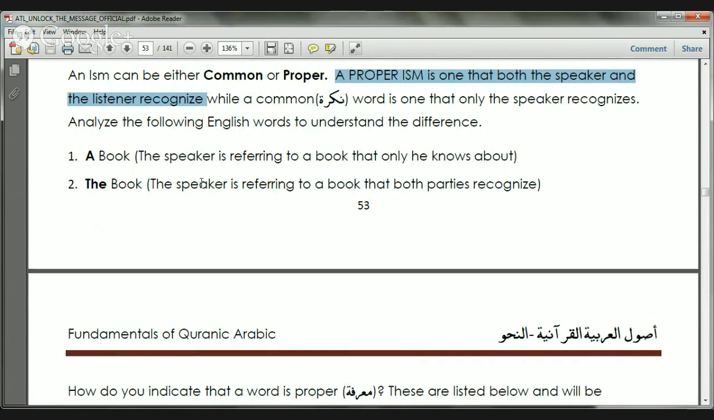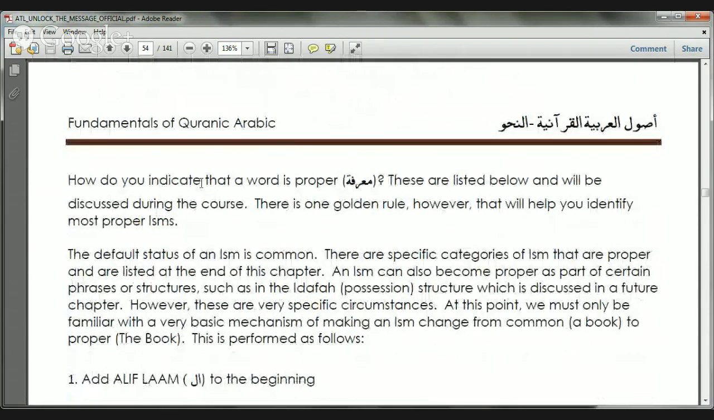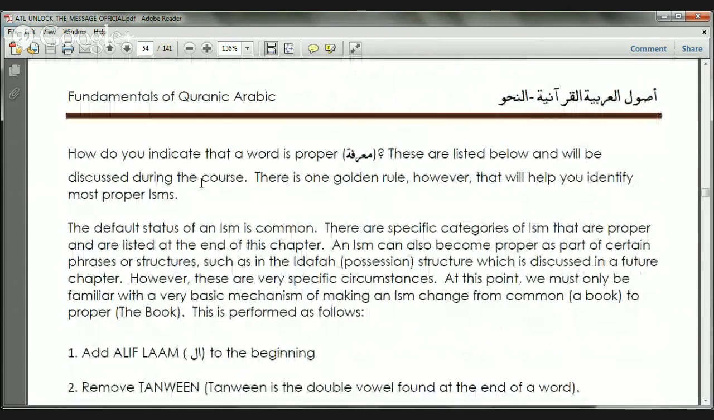If I'm saying, for example, give me the chair, and you're going to ask me, which chair? And I say, that chair, هذا الكرسي, al-kursi. You know exactly that because I'm saying alif lam, that what does it refer to? It refers to that specific chair, al-kursi. So we're going to be studying common or proper. For example, a book versus the book. I'm not going to make this any more complicated because it's quite simple.